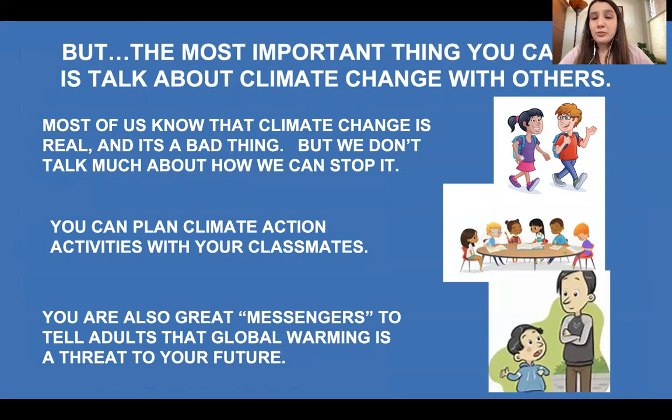It's also important to note that you as kids are excellent messengers. People love to listen to you. People want to know what you have to say, and you're very influential. And so if climate change is an issue that's important to you, it's more likely to be important to the people around you.